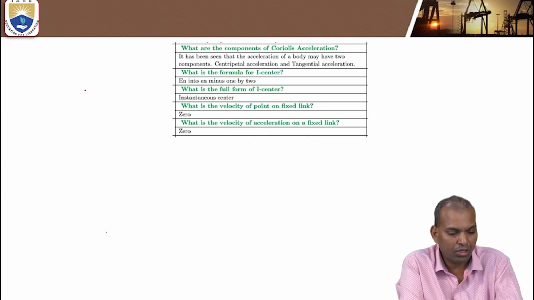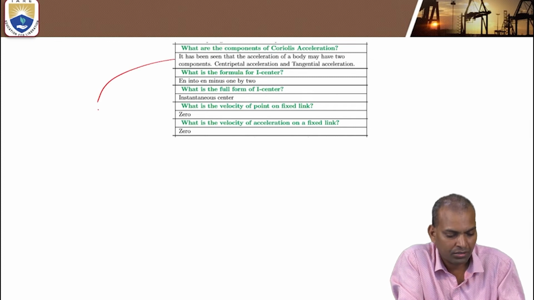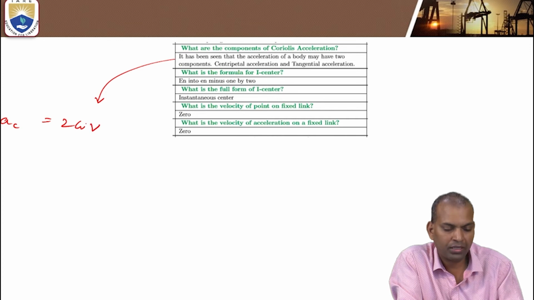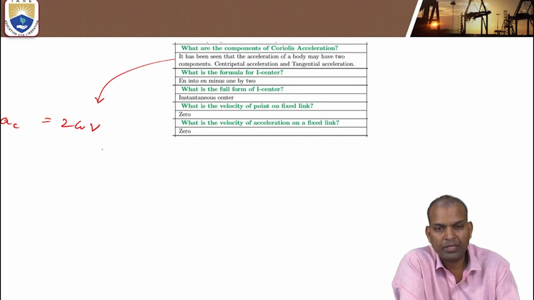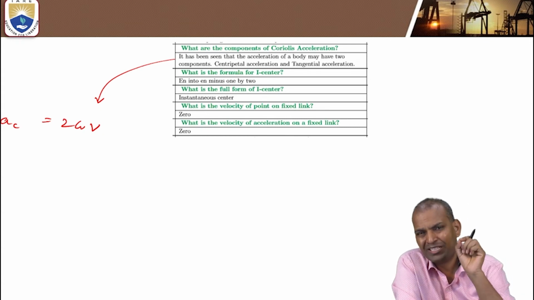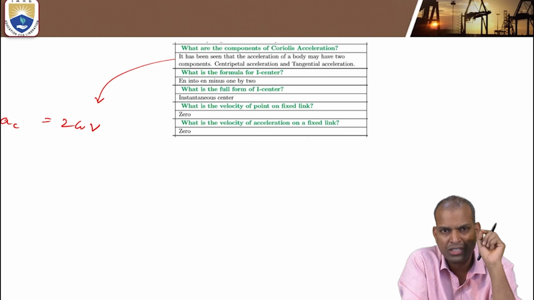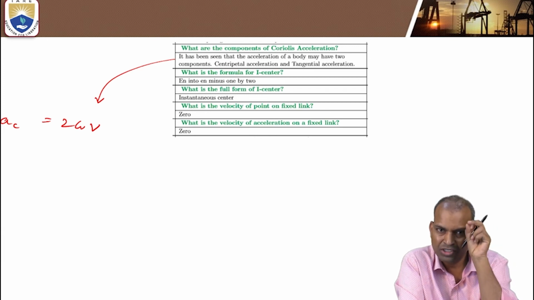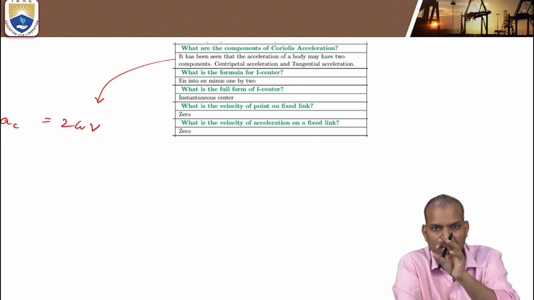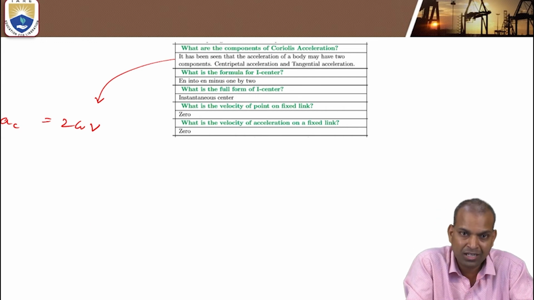So, the Coriolis component of acceleration is AC equals 2 times omega v. This is a unique formula. This omega is the angular velocity, v is the linear velocity. That means the component which has Coriolis acceleration has both angular and, at the same time, linear motion. It slides and at the same time it moves circularly. That unique combination, combined angular and at the same time linear.